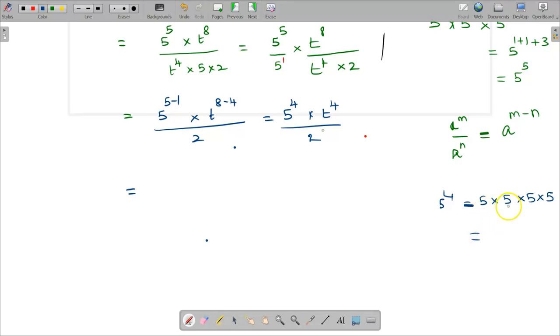5 5s are 25, 25 5s are 125, 125 into 5. 5 5s are 25, and then 5 2s are 10, 10 plus 2 is 12, balance is 1, 5 1s are 5, 5 plus 1 is 6. So it is 625. So the final answer is 625 and t power 4, because I cannot simplify this term. t power 4 remains the same, t power 4 divided by 2. So this is the answer for the first subdivision.